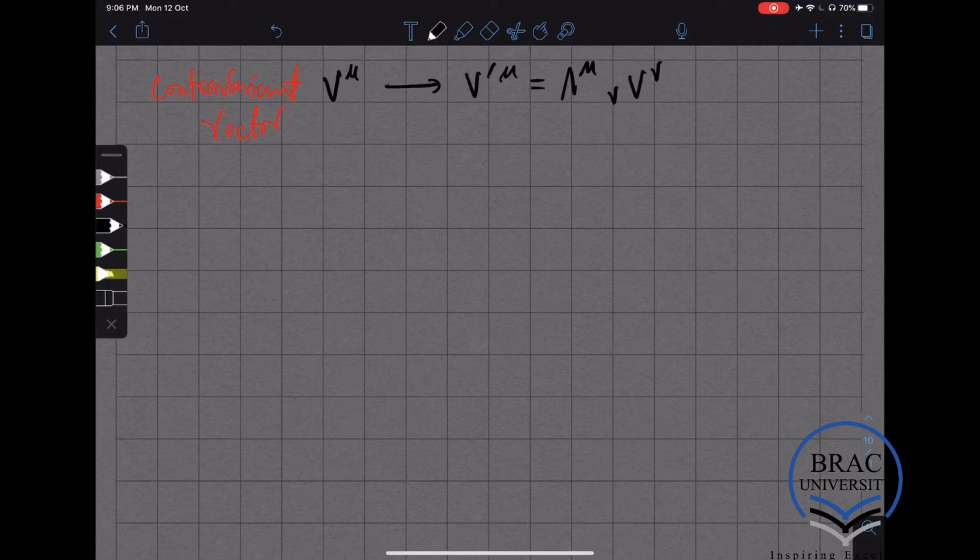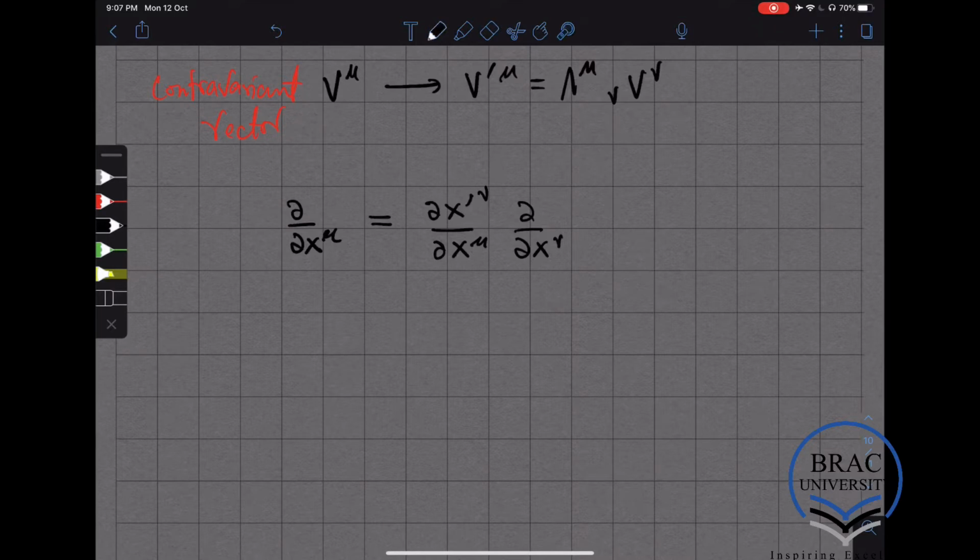Suppose that we have the derivative operator, say d by dx mu. So this is, if you like, a 4 derivative vector. And we want to ask what happens when we do a Lorentz transformation. So we can write this as d by dx mu equals d of x prime nu divided by d of x mu, times d by dx prime of nu. Of course, because this nu index is repeated, it is summed over.